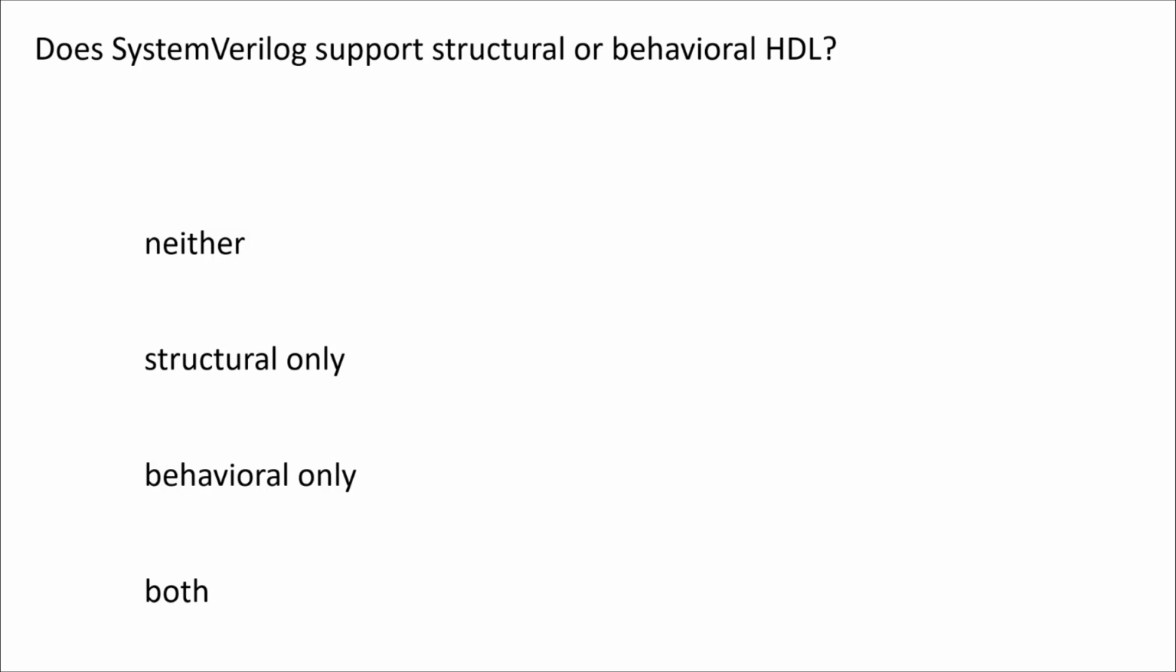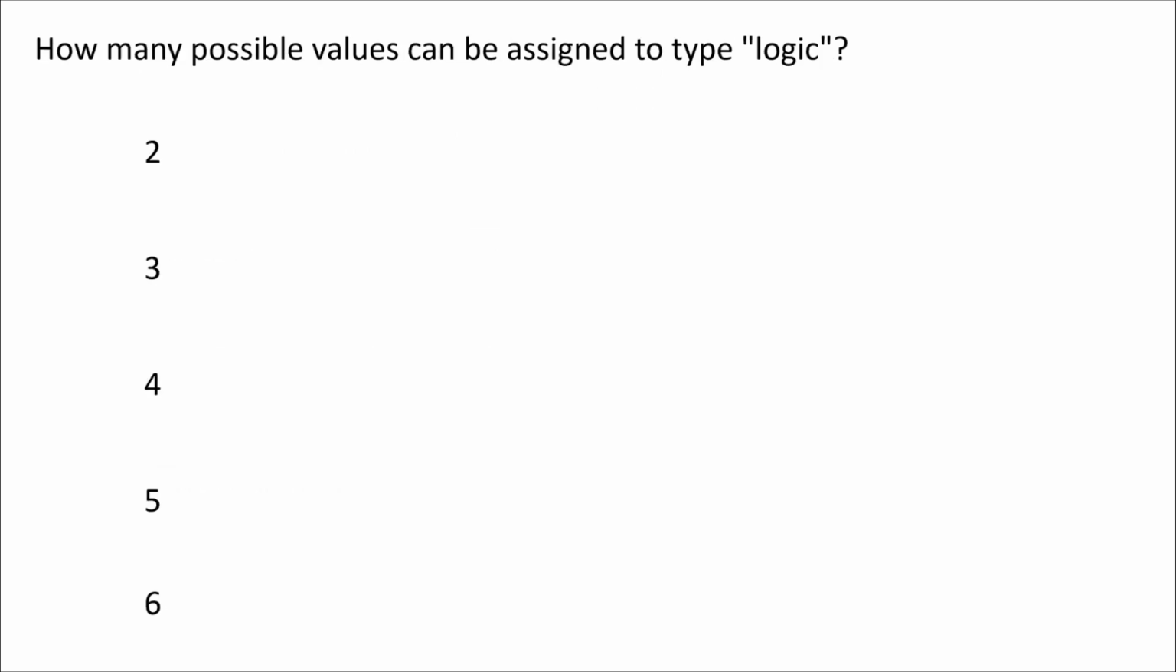Does SystemVerilog support structural or behavioral HDL? Both. How many possible values can be assigned to type logic? You would think 2, 0 and 1, right? But actually there's 4, because there's X and Z. Z is the high impedance tri-state value. X is like an undefined, unknown, or it's also used for signals that are in conflict. VHDL actually has 6. In VHDL, there's a U value that stands for undefined. It's used for memories that haven't been initialized.